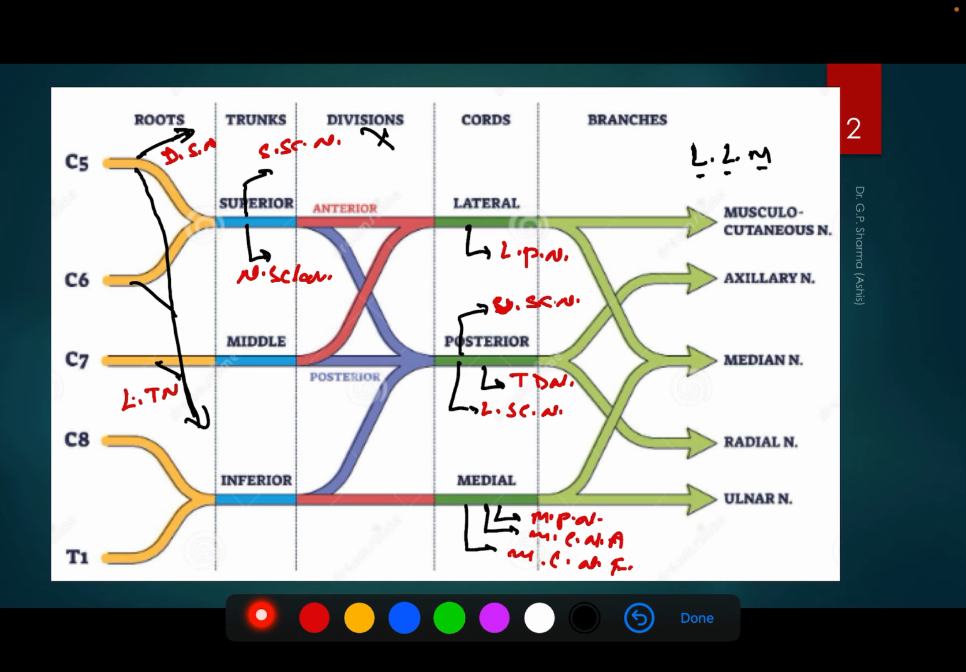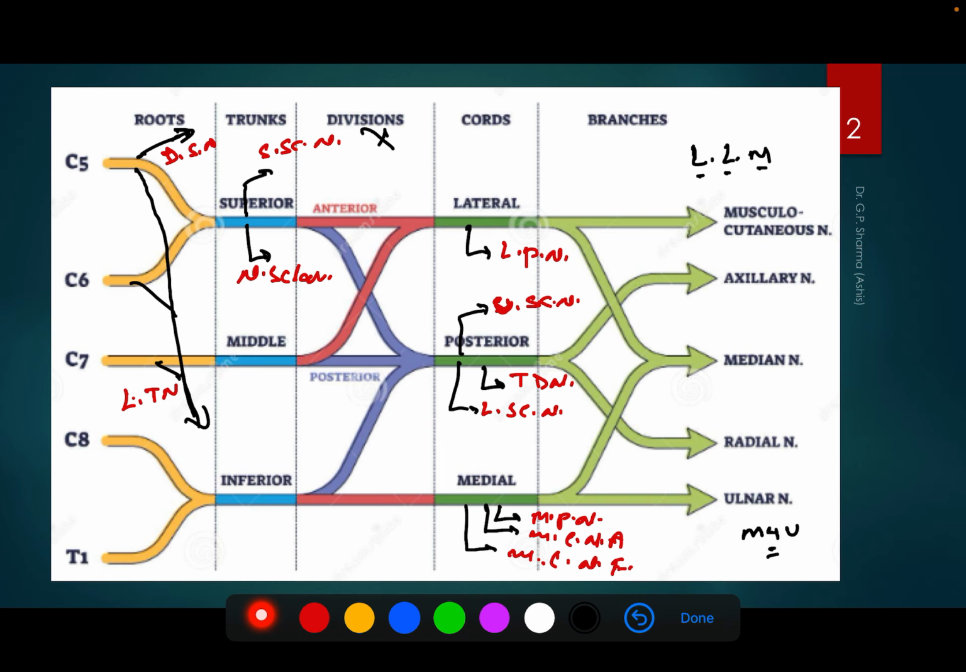And then we discussed the branches from the medial cord. From the medial cord we discussed it as "MMM U", right? So like we said, 4 times M and then U. That was the branches from the medial cord. And from the posterior cord we have discussed that the posterior cord has the root values from all the spinal roots, all the roots of the brachial plexus.